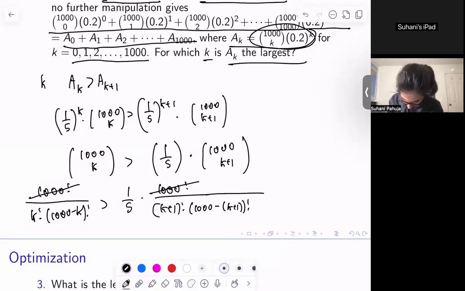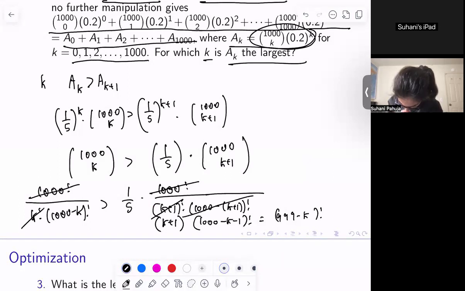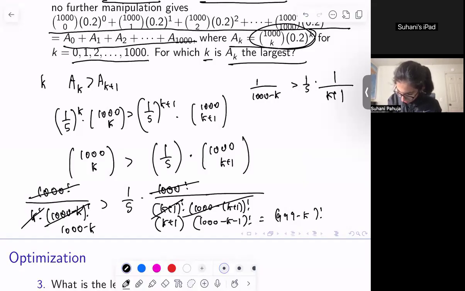And we can divide by 1000 factorial on both sides, and we can also multiply by k factorial on both sides. And also we can multiply by (1000 minus k minus 1) factorial on both sides, which is just equal to (999 minus k) factorial. So multiplying by that on both sides should just give you 1000 minus k here. So you would end up getting 1 over (1000 minus k) is greater than 1/5 times 1 over (k+1). And so then you can cross multiply essentially.